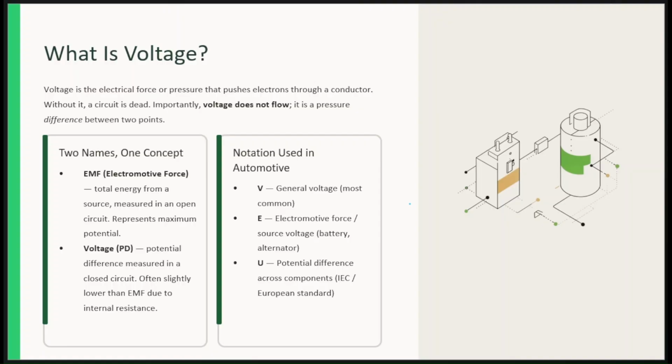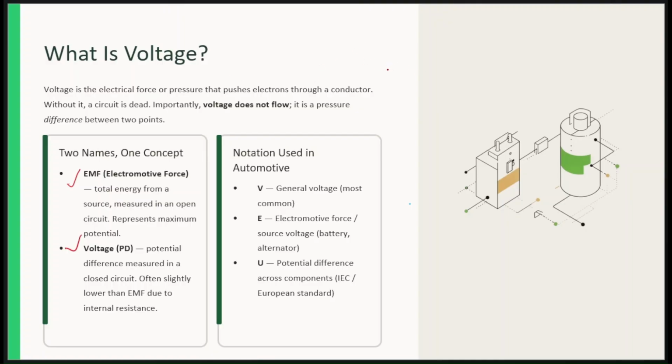This pressure which is exerted has different names. One is called electromotive force or EMF, and another is called potential difference or voltage. They look similar but are not exactly the same. Let us first understand the difference between these two.